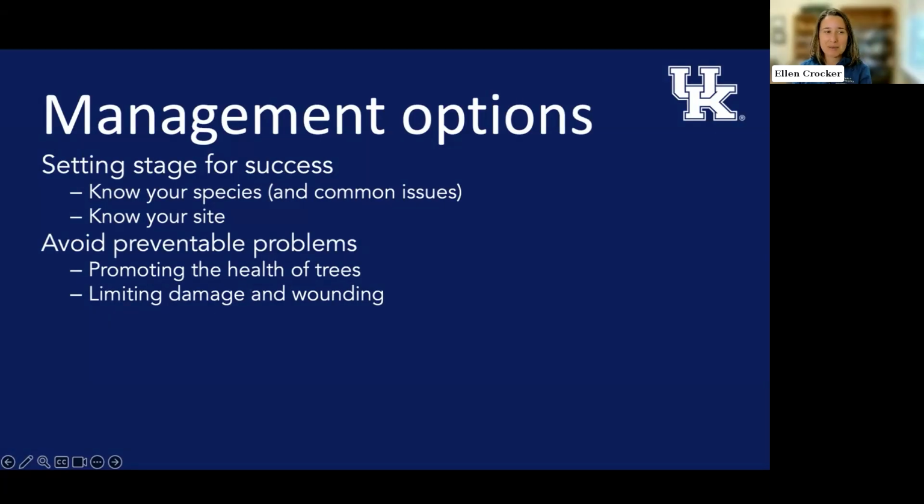This maybe sounds funny, but you can promote the health of your tree, and so many of the things that we talked about are stress issues. So if you're promoting the health of your tree, you're decreasing the likelihood of those issues in the future. Things like limiting damage and wounding to trees can go a long way, as well as little things like watering trees during droughts, mulching them if we're talking about landscaping trees.